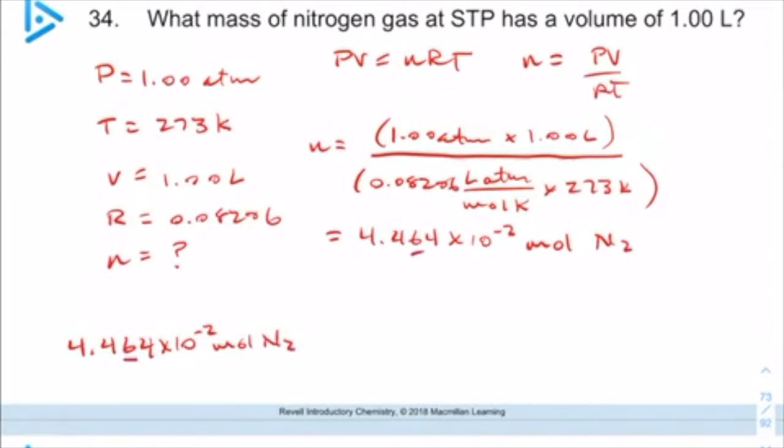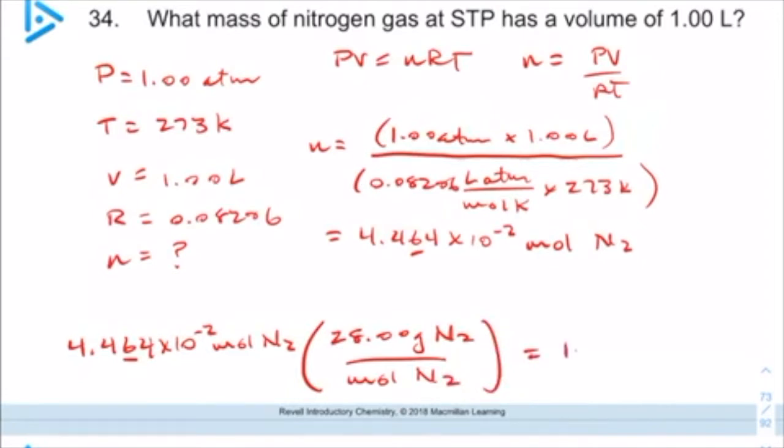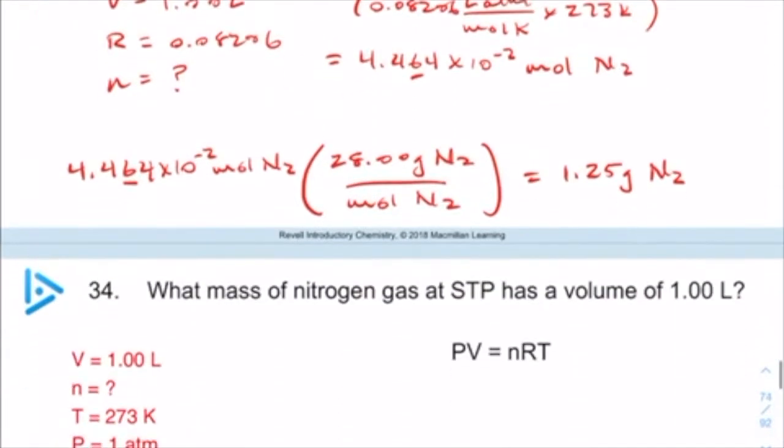Let's remember we're tracking at the 3rd sig figs because we have 3 sig figs up there. I want to keep more digits because I don't want to round early. If I round early, I risk the possibility of making rounding errors. Dinitrogen is 28 grams of nitrogen per mole of nitrogen. Remember, there's 2 atoms there, each one weighs 14. And then we end up with an answer of 1.25 grams of nitrogen gas.